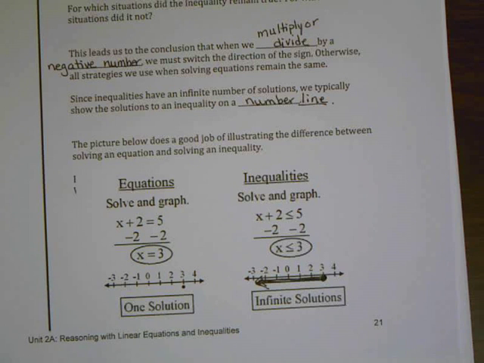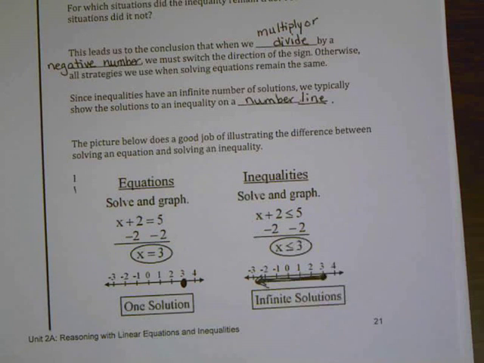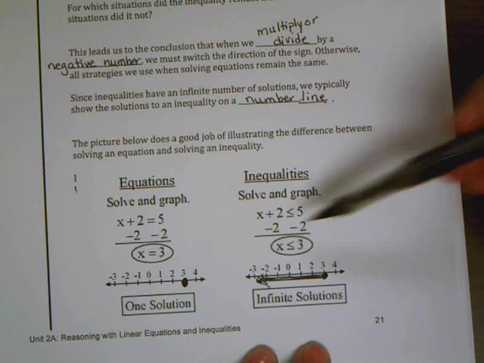Below is an example of an equation, which has an equal sign, and an inequality, which contains an inequality symbol. When I solve the equation, I get x equals 3, so I'll go to 3 and I put a solid point, meaning 3 is the solution to that equation. If I plug 3 in, 3 plus 2 equals 5, it makes it true.